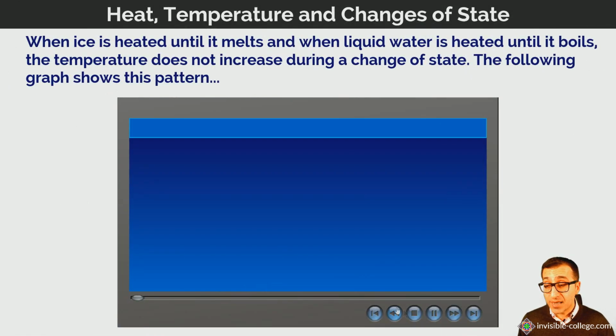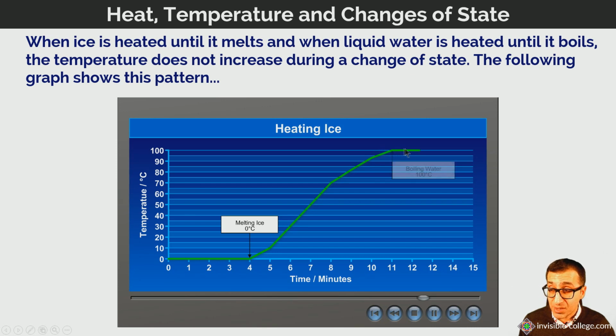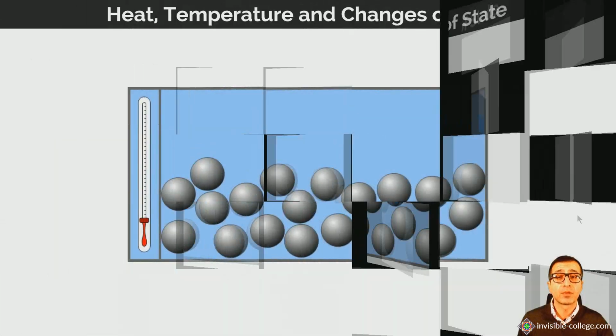So if we were to heat ice as well, if we were to heat water ice, we would see a similar thing. Its temperature would stay at zero until all of the ice had melted to become a liquid. Once you heat that liquid to 100 degrees centigrade, it would stay at 100 degrees centigrade despite further heating.